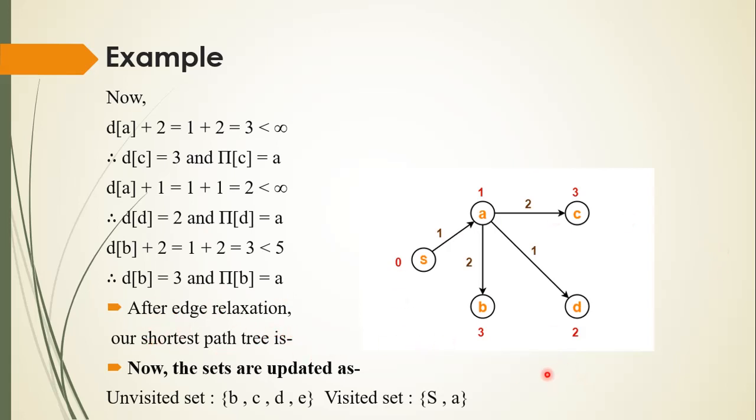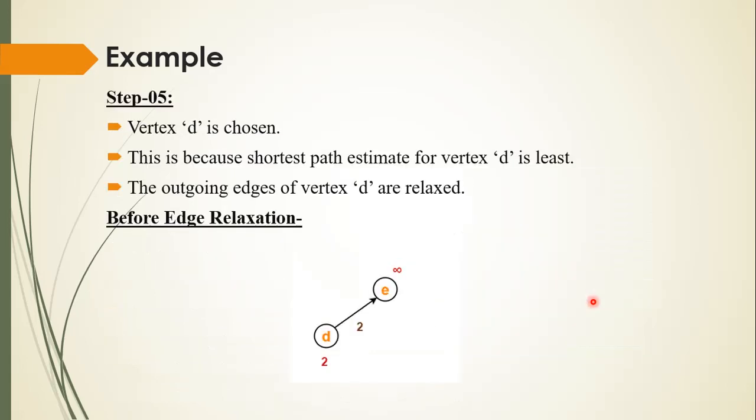After edge relaxation, our shortest path tree is like this. Now our two visited vertices are S and A. Unvisited vertices are B, C, D and E. From these the minimum is 1, so we will select D. So in the next step we select D, so vertex D is chosen. This is because the shortest path estimate for vertex D is least.